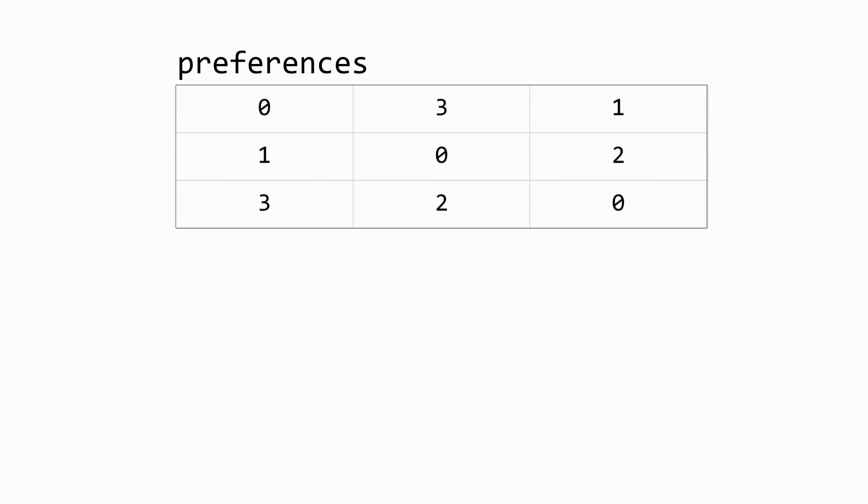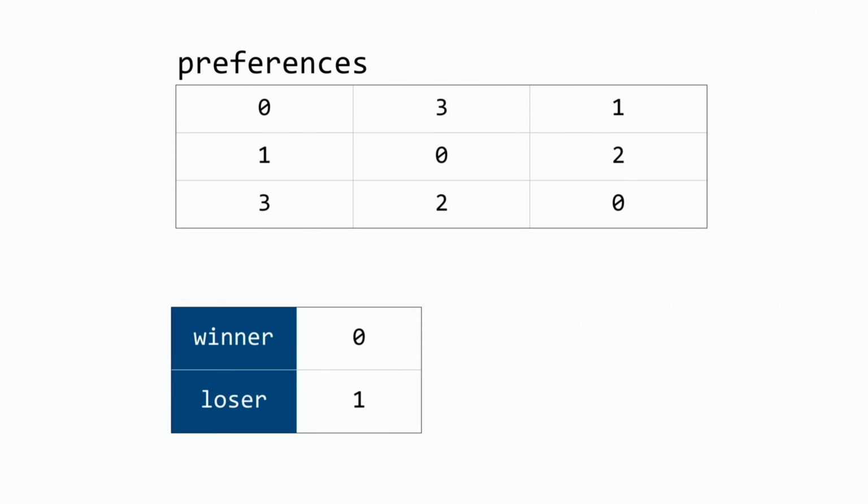Well, recall that your preferences two-dimensional array might look a little something like this. And in this case, we might have a pair that looks like this, where the winner is candidate 0 and the loser is candidate 1. Why is that? Well, preferences[0][1], in other words, the number of people who prefer candidate 0 over candidate 1, is 3. And preferences[1][0], the number of people who prefer candidate 1 over candidate 0, is 1. So between 0 and 1, candidate 0 is the winner over candidate 1.